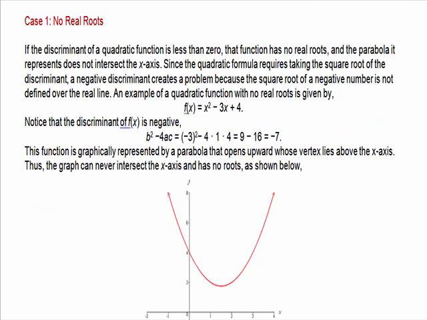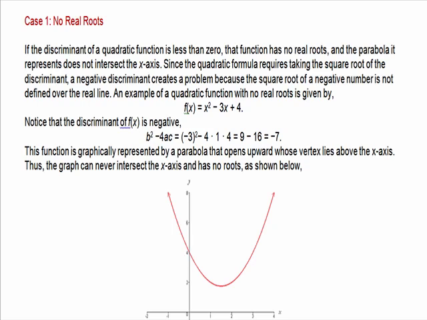As we just said, if the discriminant of a quadratic function, remember that's the b squared minus 4ac, is less than 0, then the function has no real roots, and the parabola it represents does not intersect the x-axis. Since the quadratic formula requires taking the square root of the discriminant, a negative discriminant creates a problem because the square root of a negative number is not defined over the real line. It's what we call imaginary.